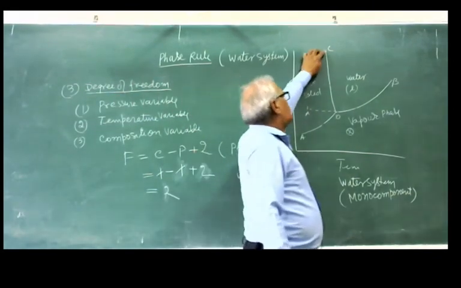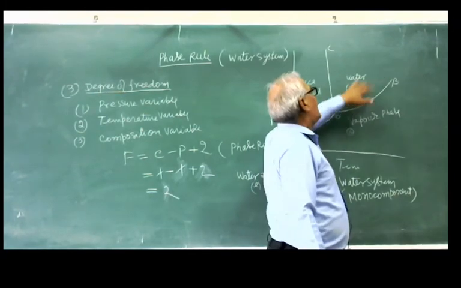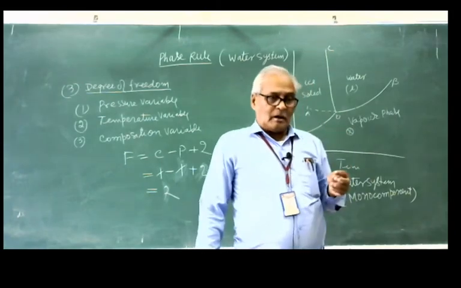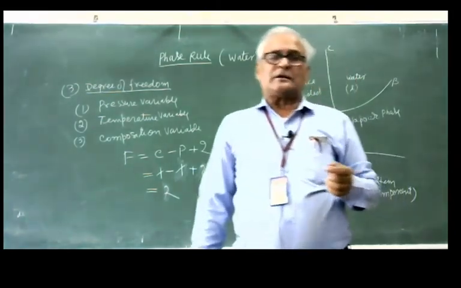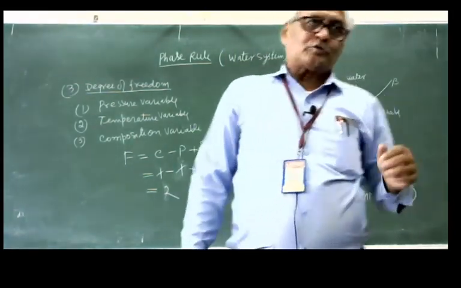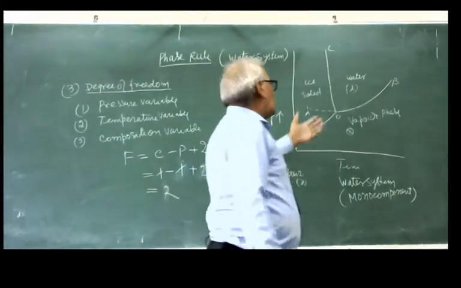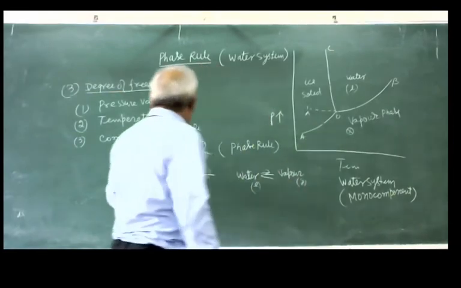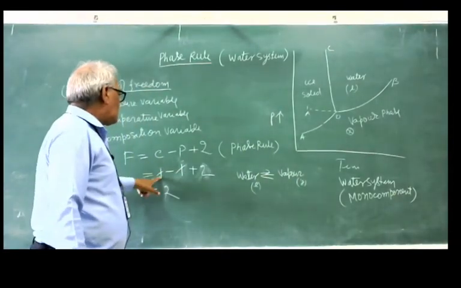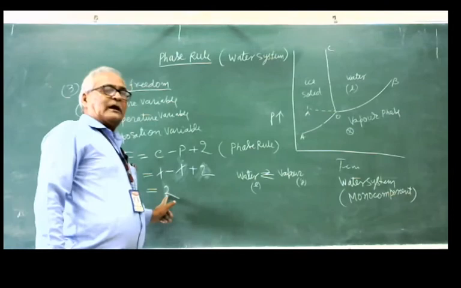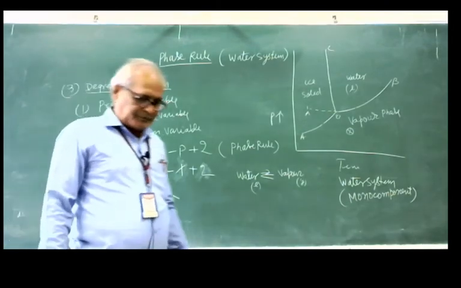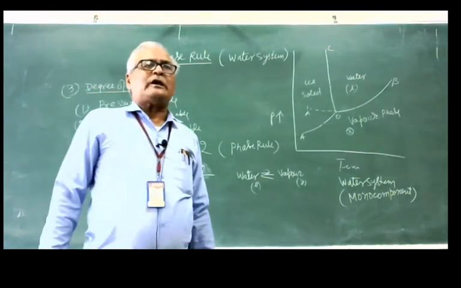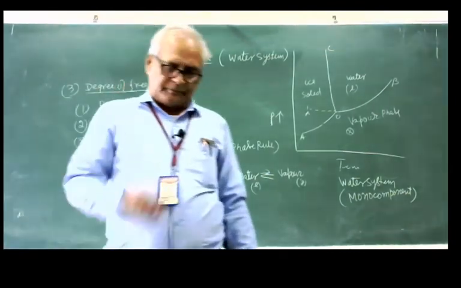Similarly, COB, this area represents the liquid area, water, liquid area. So what will happen? You can specify pressure and temperature. Phase is 1, component is 1, so again you will get degree of freedom 2. So in this way we can calculate the degree of freedom.